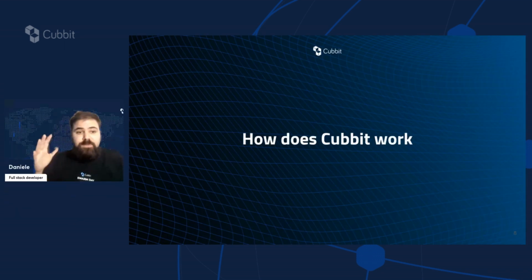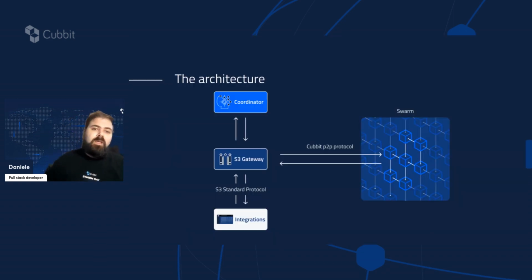I would like to introduce you to how Cubbit works. It's important to understand a bit what is under the hood of our system in order to better understand the security and also the reliability of our protocol, and how everything gets scattered across Italy, for example, in our first network. The architecture is not really complicated to grasp.